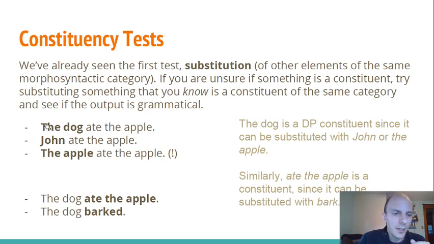The D is for the determiner, like a or the. A DP. They're both the same type of thing. They're nouny type of things. Determiner phrases here. The dog and John, both determiner phrases.